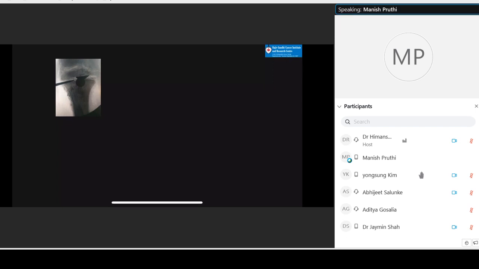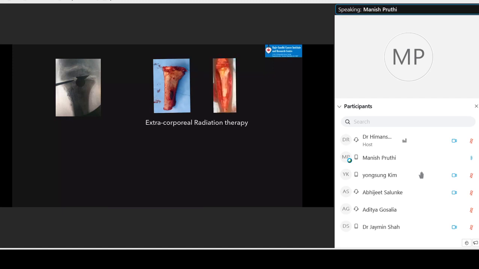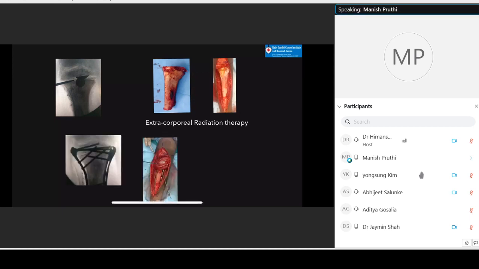So this is after a complete resection. And this is the resection specimen. And this was sent for extracorporeal radiation. We got the tumor specimen back and reconstructed with two plates medially and laterally. And for the patellar tendon, we used a medial gastrocnemius flap and sutured it biologically to the medial gastro flap. And we covered the extracorporeal bone, as you can see in this picture, with the muscles from the surrounding areas.